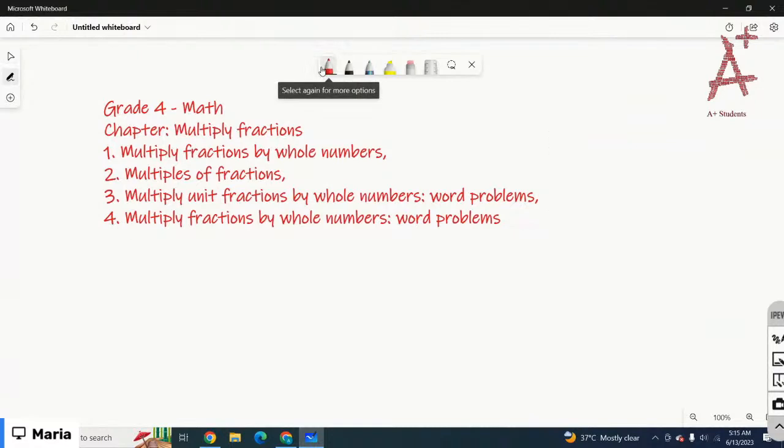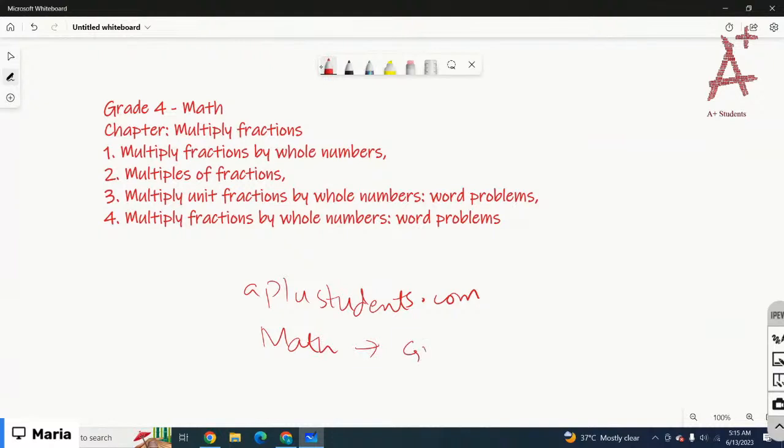You can find all the lessons on aplusstudents.com. You have to log in there using your email address, and the password is provided by the administrator. Then you have to select math from the subject tab, scroll down to grade 4 and then click on view all lessons. So there you can find a list of the chapters.